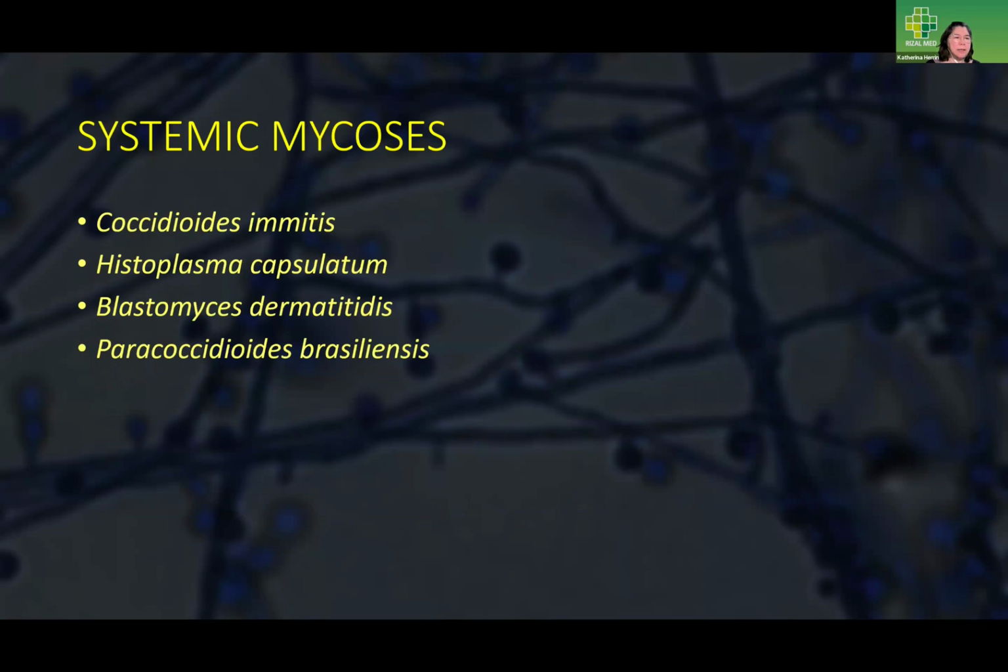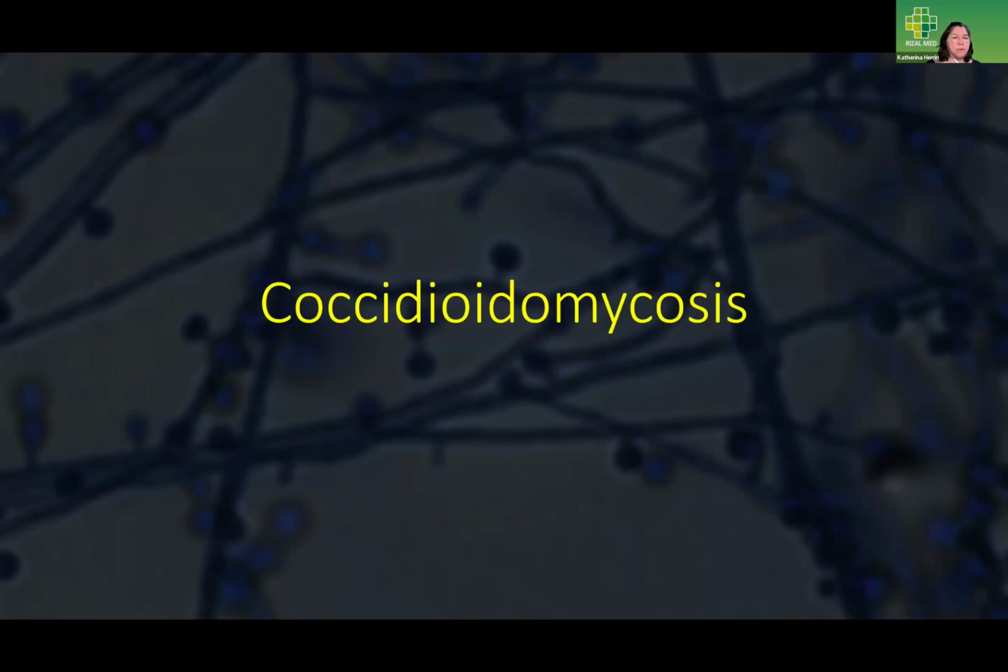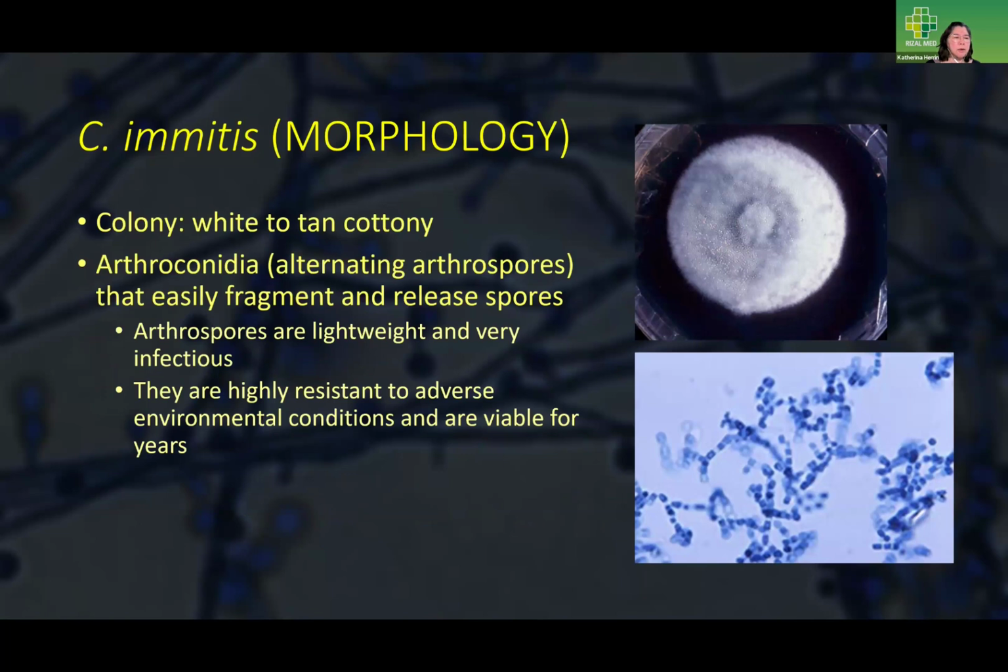We will be tackling the four primary causes of endemic systemic mycosis. We begin with coccidioidomycosis, which is mainly caused by Coccidioides immitis. When you culture it, you will see the colonies to be white to tan-colored and cottony in consistency.